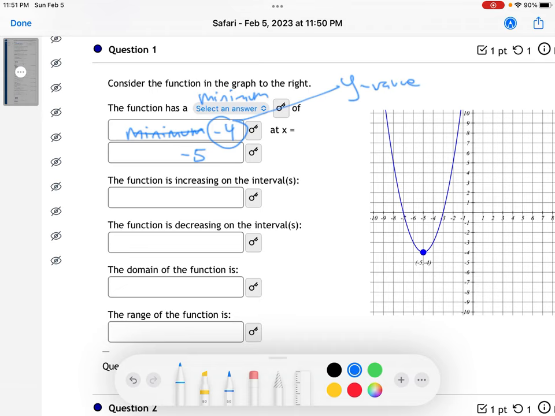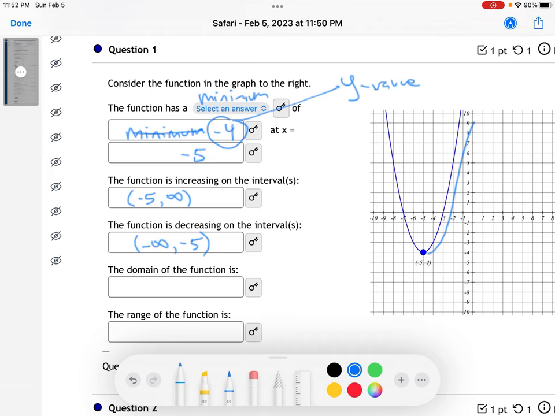Okay, the function is increasing on the interval. So increasing, it's increasing on this bit along there. And whenever we do these intervals, we're always just talking about the x values. So only looking at the x values, this is from -5 to infinity. The function is decreasing on what intervals? I want you to think of this in your mind. You can pause if you need to. And yeah, it's going to be -infinity to -5.